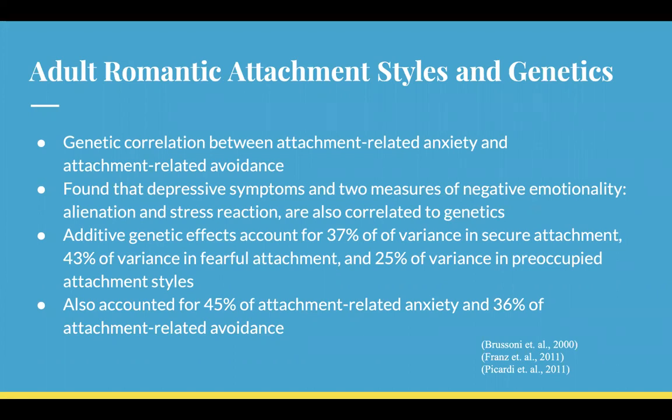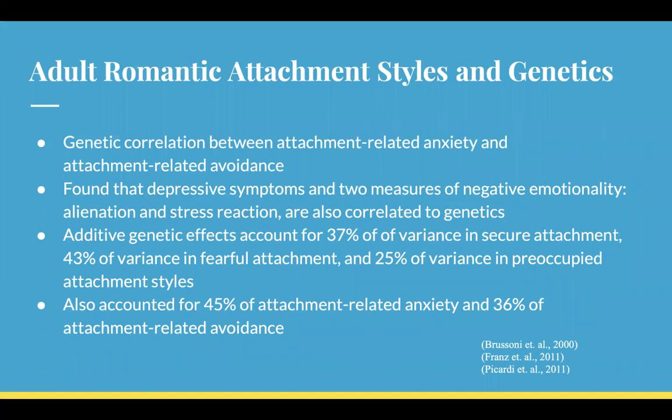Additive genetic effects account for 37% of variance in secure attachment, 43% of variance in fearful attachment, and 25% of variance in preoccupied attachment styles. And additive genetic effects occur when two or more genes each make a single contribution to the final phenotype.